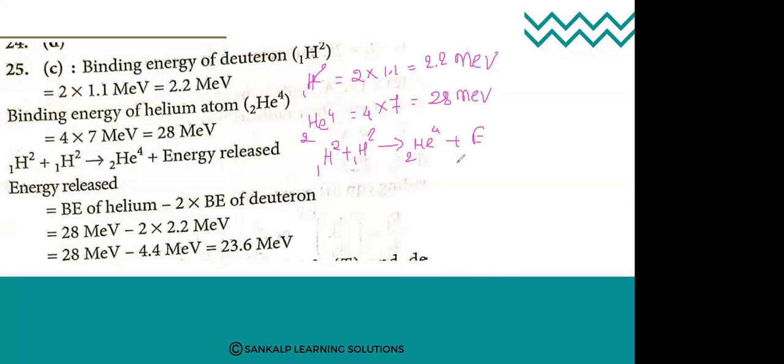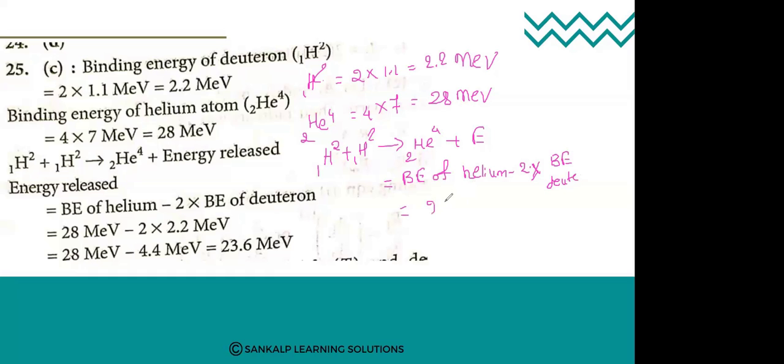Here the energy is released. So this is equal to the binding energy of helium minus 2 into binding energy of deuteron. So therefore this is equal to binding energy of helium.